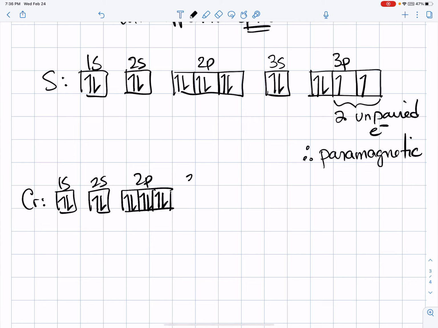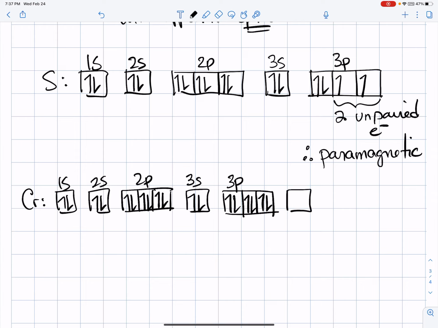Then comes 3s2. Then comes 3p, and we're going to obey Hund's rule again: 1, 2, 3, 4, 5, 6, 3p6. Then, now let's see if I caught you. Did you remember that in our earlier notes, we said chromium is an exception to the Aufbau principle? Chromium is an exception.